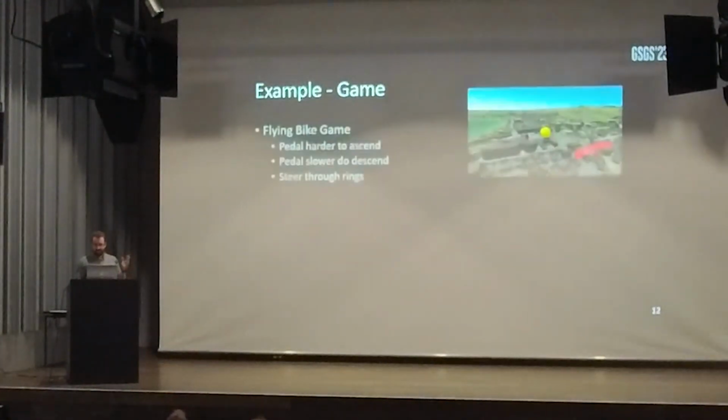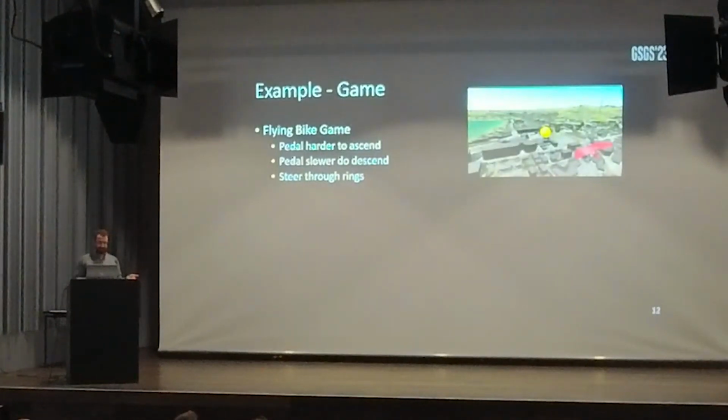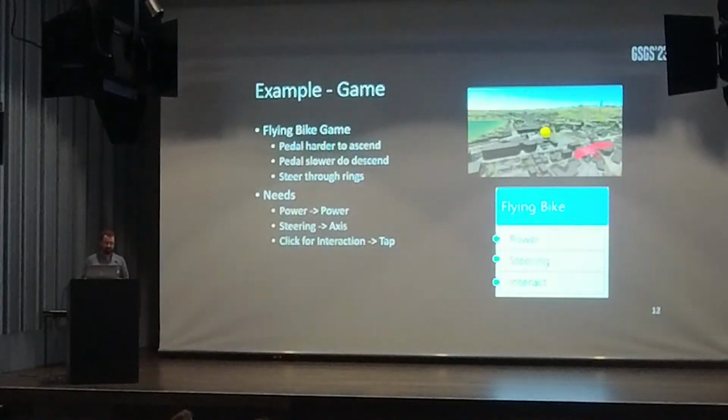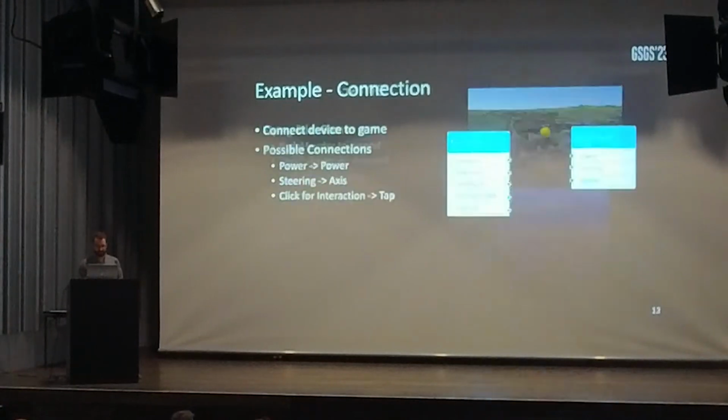Let's have an example game, a flying bike game, for example. Your target is to collect the yellow dots above, I think that's like Zurich actually. I'm sorry I couldn't change it to measure that any time. If you pedal harder, you ascend. If you pedal slower, you descend, and you have to steer through those rings I wrote here, but they're actually bubbles. And this game needs three things. It needs a power to measure how fast you're going. It needs a little bit of steering, and it needs one click for an interaction. So we map that again to power, axis, and tap.